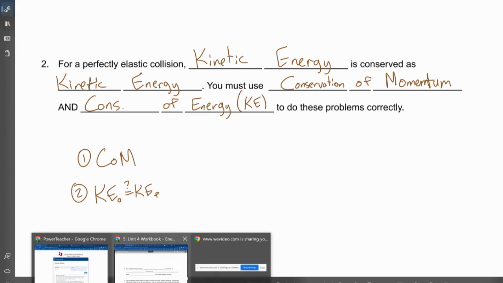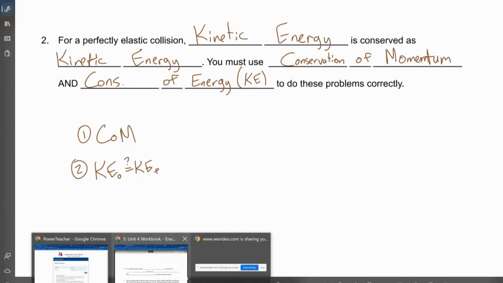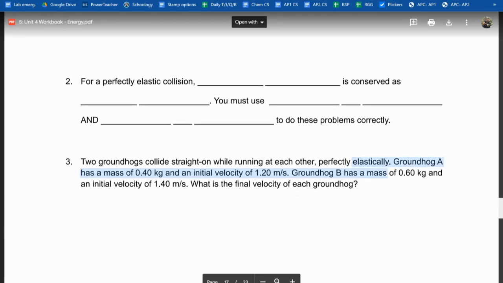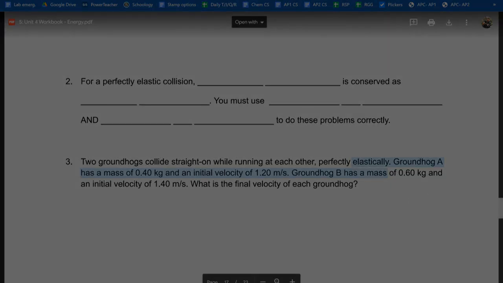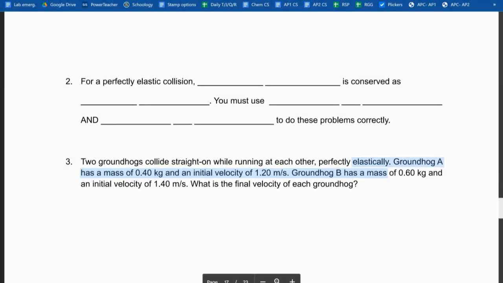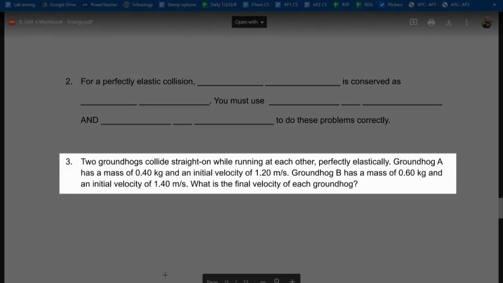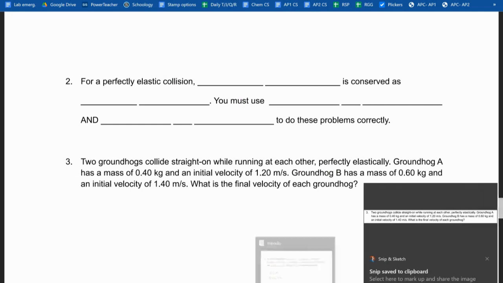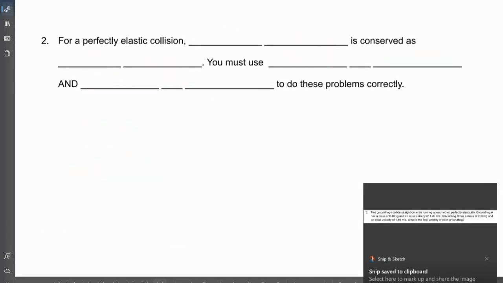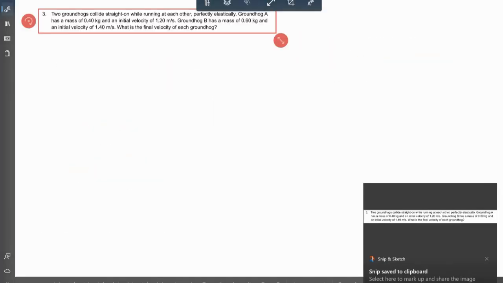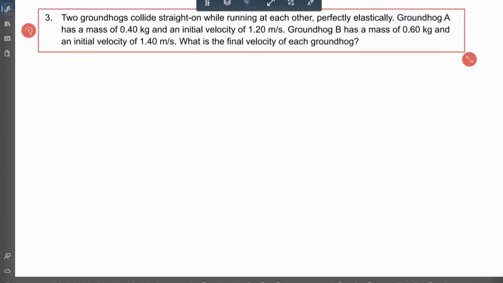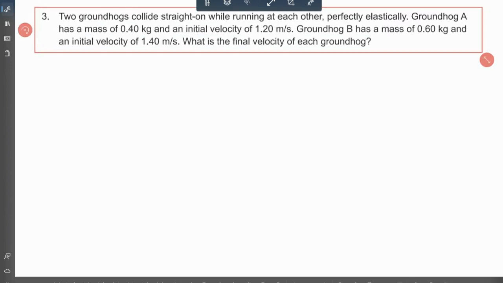All right, with that, let's go to question 3. Question 3 asks us, all right, got a couple other groundhogs. These are very light little groundhogs. Got to be the babies of the litter. Being 0.4 kilograms, this groundhog can't be more than a couple days old.